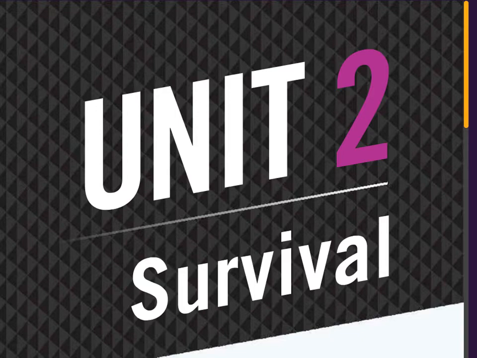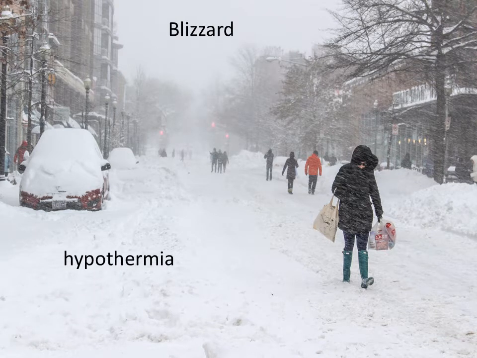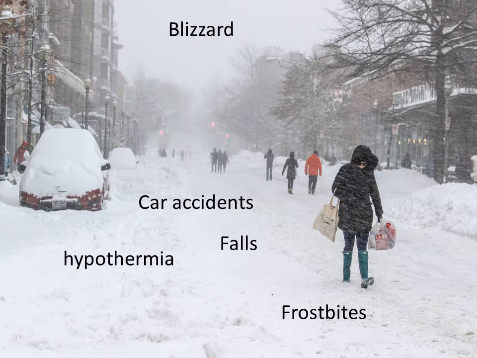Hello, in this unit we'll talk about survival. There are many natural disasters that could put our lives at risk. For example, in a blizzard, we could get hypothermia, or we could fall and get hurt. We could also get frostbitten from the cold ice, and we're prone to have car accidents, and there could be lots of power cuts in the area where this blizzard takes place.